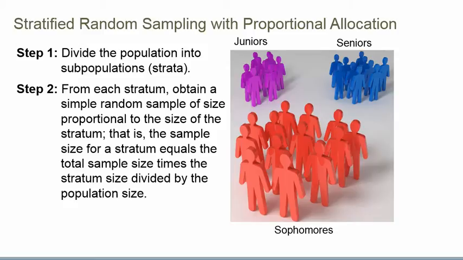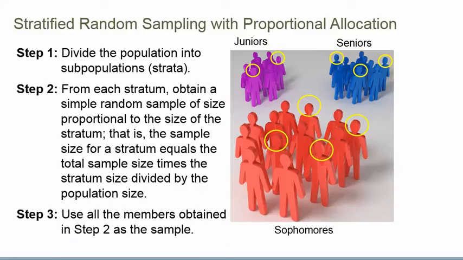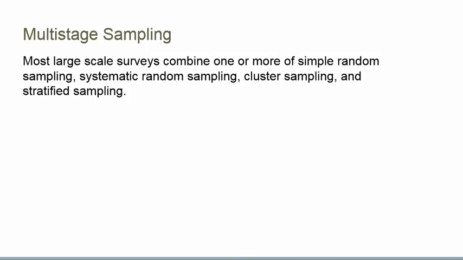So for our sample of juniors, seniors, and sophomores, we're going to talk to 2 juniors, 3 seniors, and 4 sophomores. Because our sophomore class is the largest, so we're going to talk to 4. Our junior class is the smallest, so we're going to talk to 2. Step 3. Use all the members obtained in Step 2 as the sample. Multi-stage sampling. Most large-scale surveys combine one or more of simple random sampling, systematic random sampling, cluster sampling, and stratified sampling.